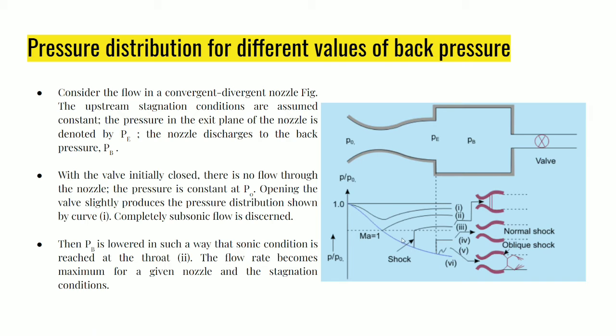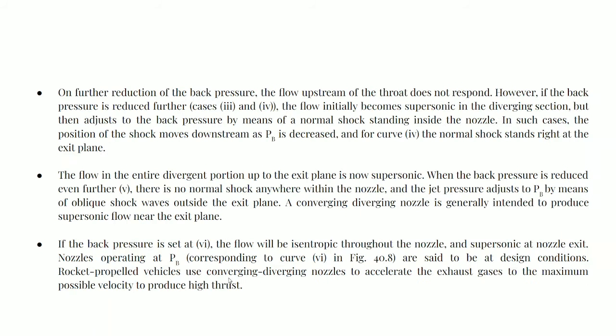Then PB is lowered in such a way that the sonic condition is reached at the throat, as in case 2. Here Mach number reaches 1, but it does not increase further and comes back to subsonic flow, and the flow rate becomes maximum for the given nozzle and stagnation conditions. On further reduction of the back pressure, the flow upstream of the throat does not respond. However, when back pressure is reduced further, in cases 3 and 4 the flow initially becomes supersonic in the diverging section, but then adjusts to the back pressure by means of a normal shock standing inside the nozzle.